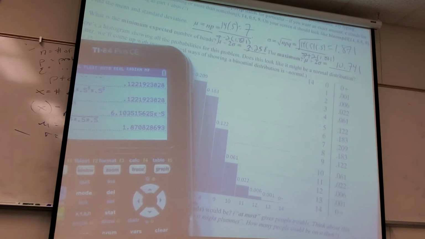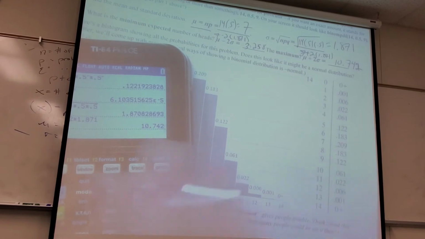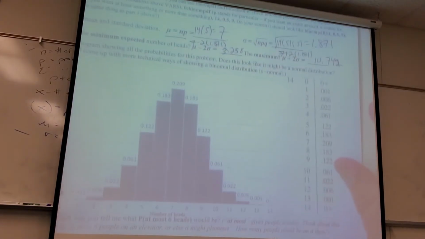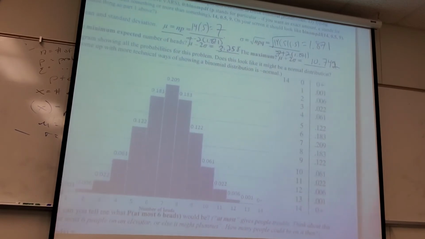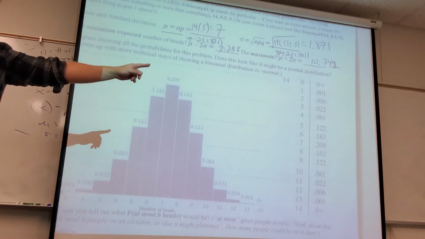Let's see. 7 plus 2 times 1.871. It's got to be, doesn't it? Yeah. Okay, makes sense. All right. So if I flip the coin 14 times and I got 11 heads, would that be freaky? Yes, officially it would be freaky. There's an official definition of freaky: anything outside of 2 steps.